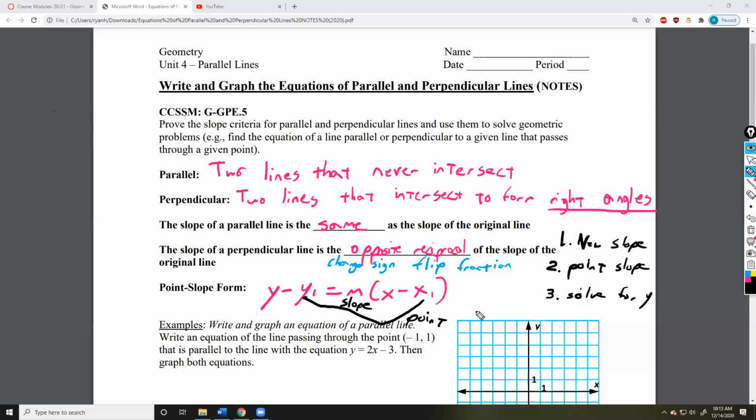So let's look at an example here. While we're getting set up for the next problem, we're going to be looking at it being parallel to the line y equals 2x minus 3. So before we start, I want you to take a minute and graph 2x minus 3.